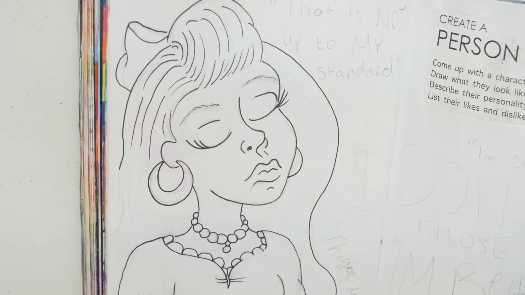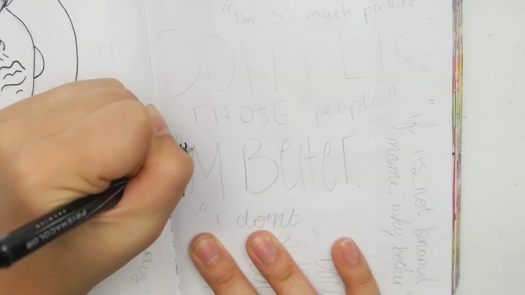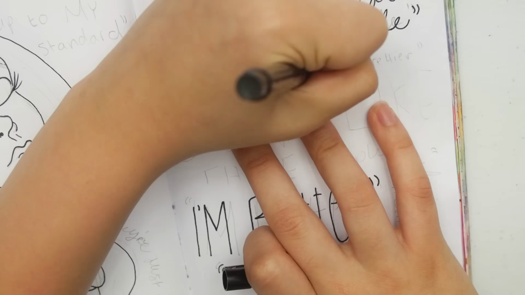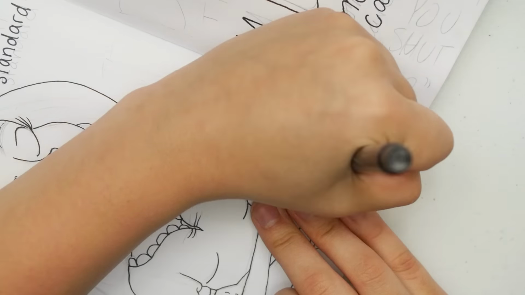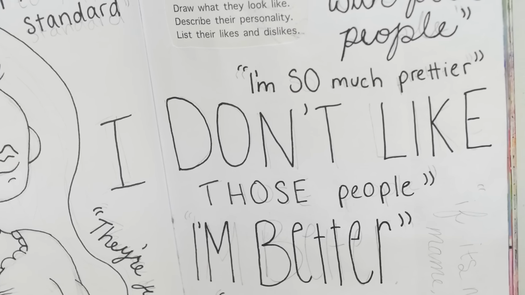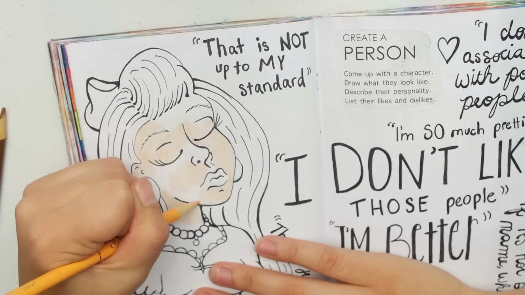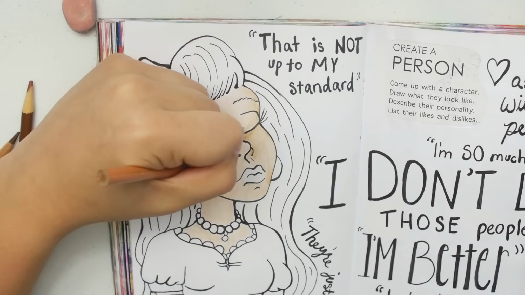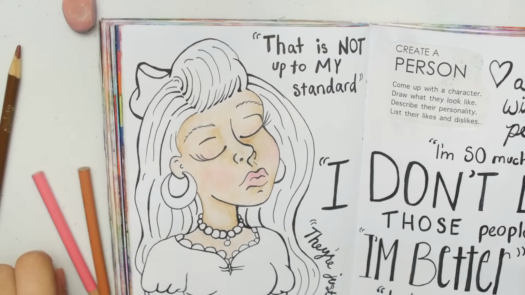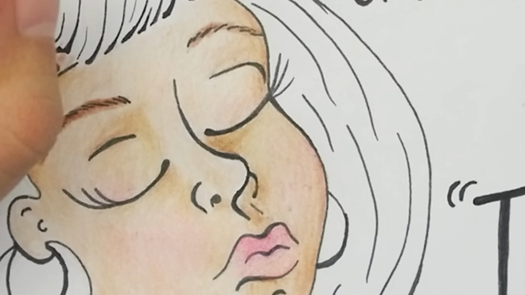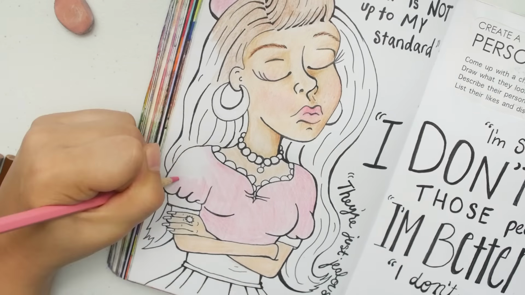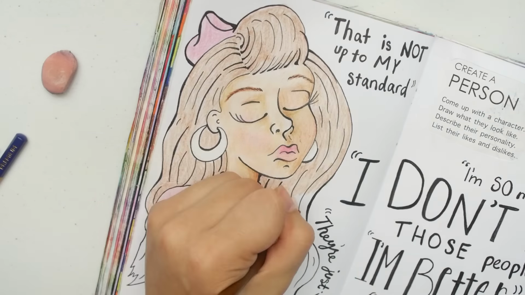I still like her. To describe her personality, I filled the other page with all the lovely things that she likes to say. For example, I don't like those people. I'm better. Yes, charming, charming young lady. So, you know, she's spoiled, she's bratty, she's got some issues, her face got some issues, her personality got some issues, but that's kind of why I like her, because that's kind of the point.